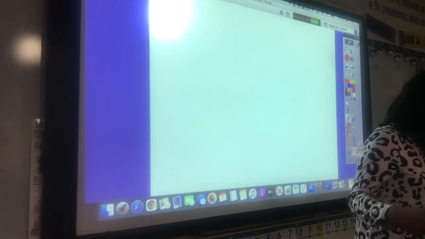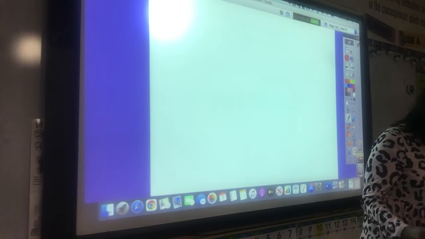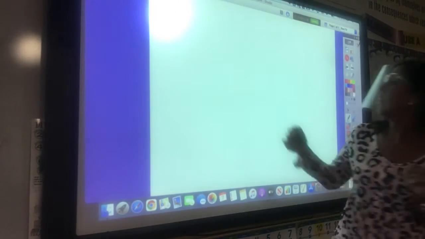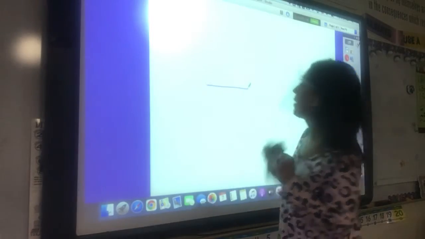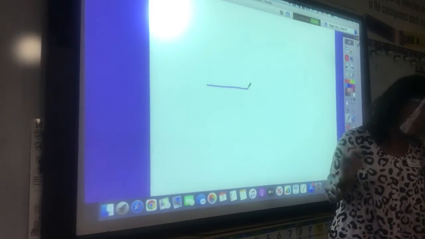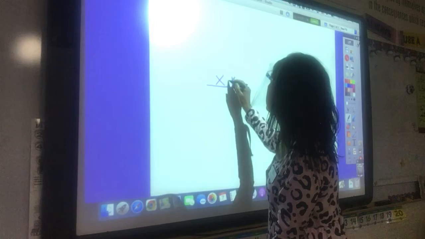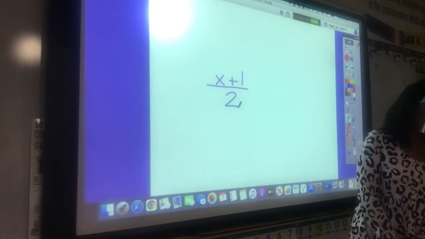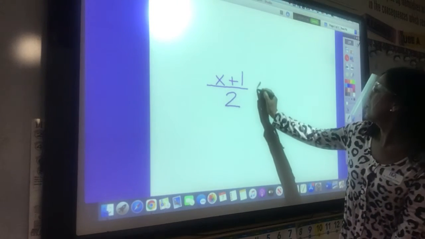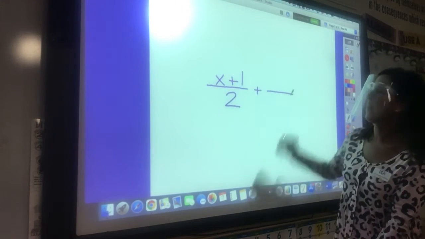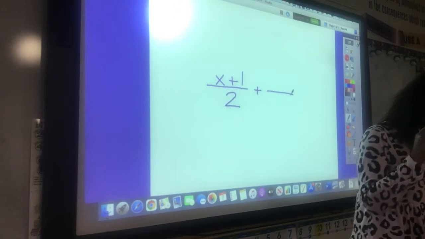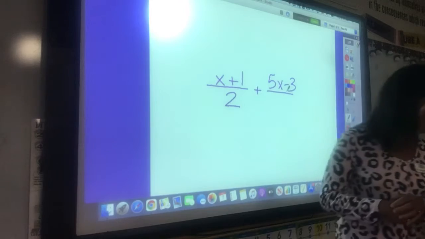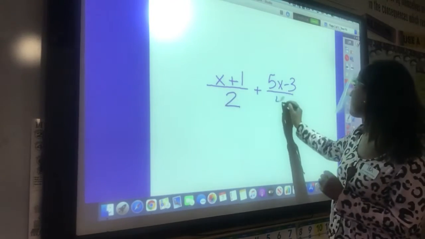Okay, so let's go a little bit harder. But it's not really hard as much as it is being careful. So we're gonna put a fraction bar, and we're gonna put x plus 1 on top and 2 on bottom. Okay, and then we're gonna put plus, and we're gonna have another fraction bar. And we're gonna put 5x minus 3 on top, and we're gonna put 4 on bottom.